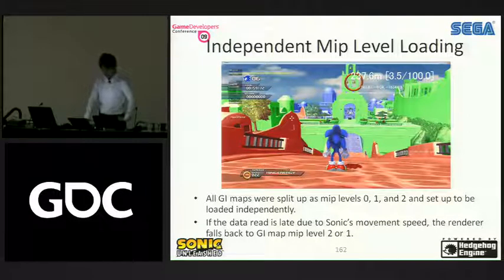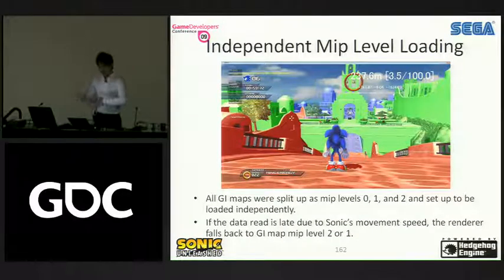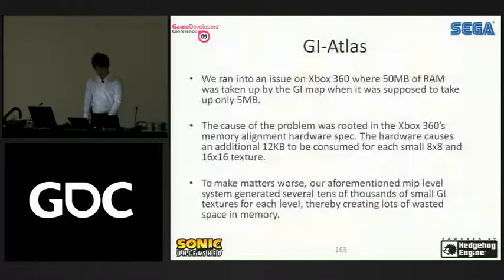First, we started doing independent MIP level loading. All GI maps were split up as MIP level 0, 1, and 2, and set up to be loaded independently. Sometimes memory can't catch up with it. Then we use the GI map MIP level 2 or 1. Red is 0, green is 1, blue is 2.